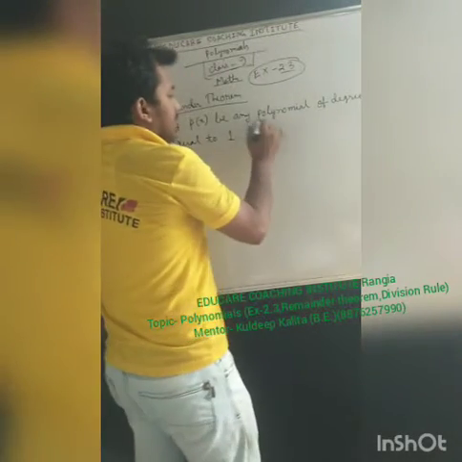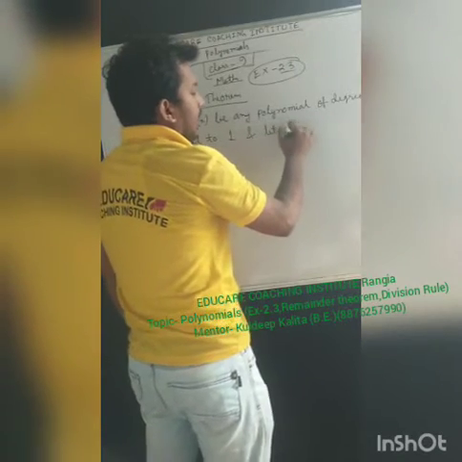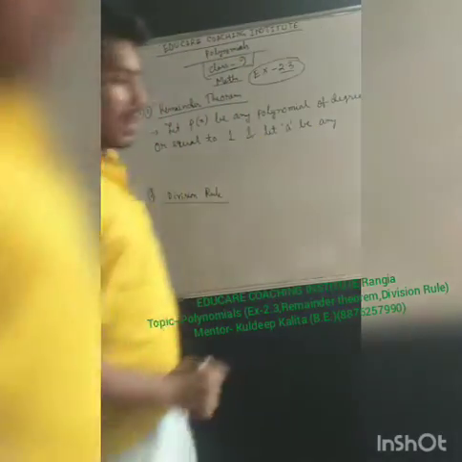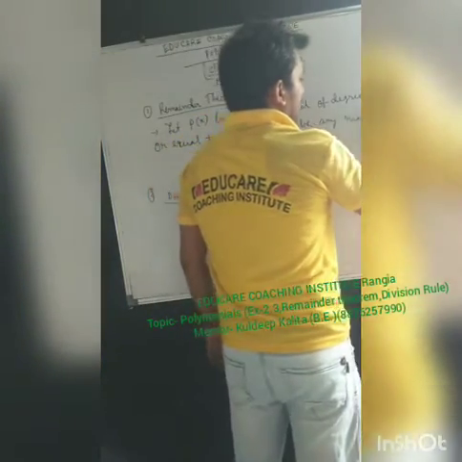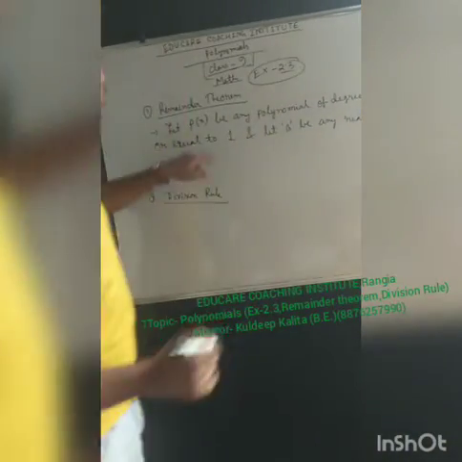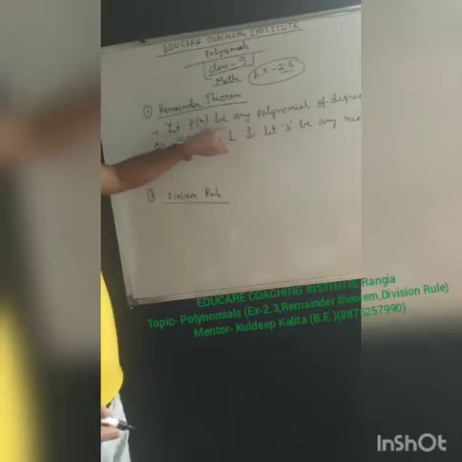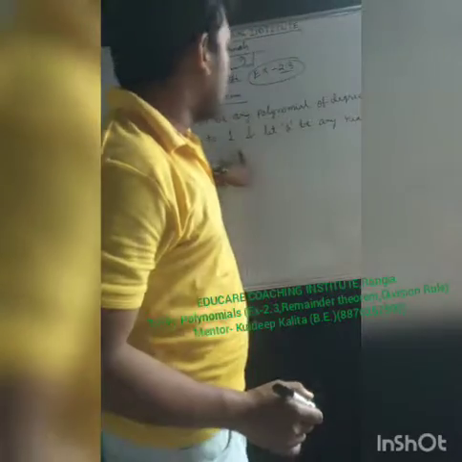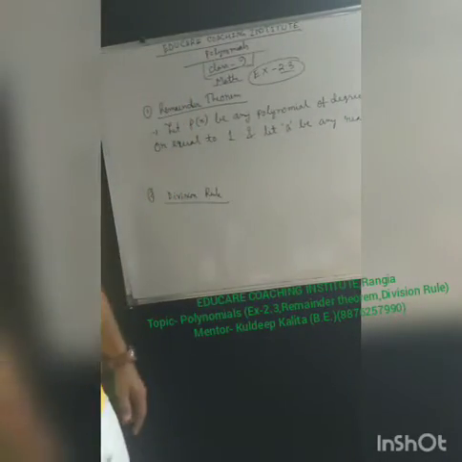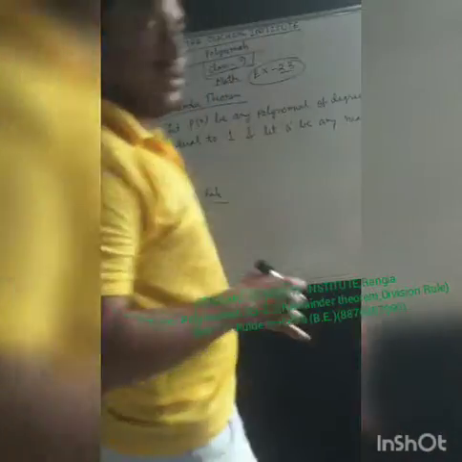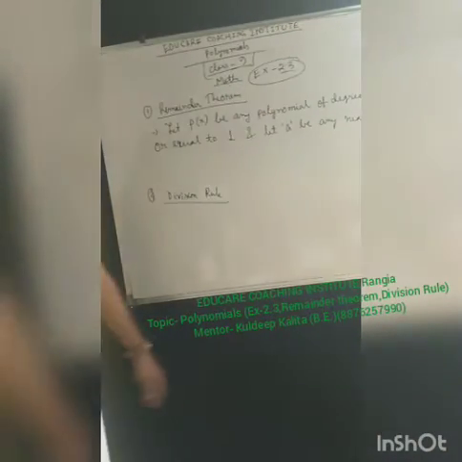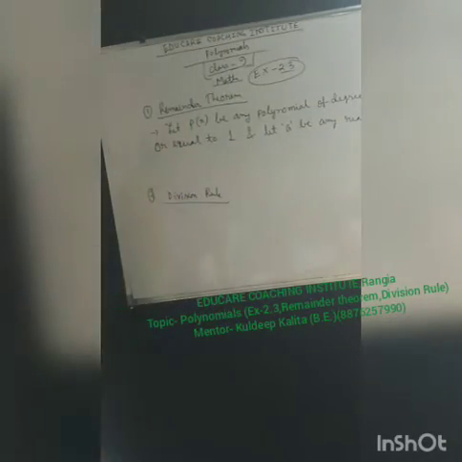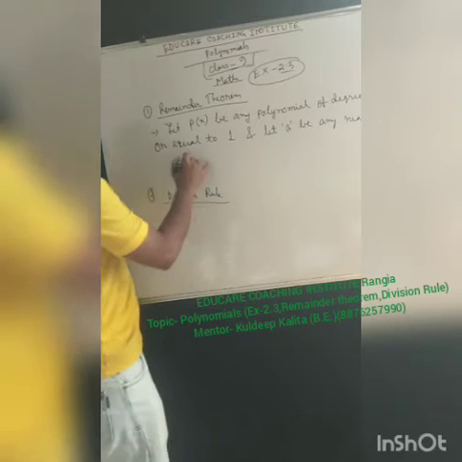and let a be any real number. So we are basically talking about two things: one is a polynomial P(x) whose degree is greater than or equal to 1, and the other is a, which is any real number. From these two, the main point is this.